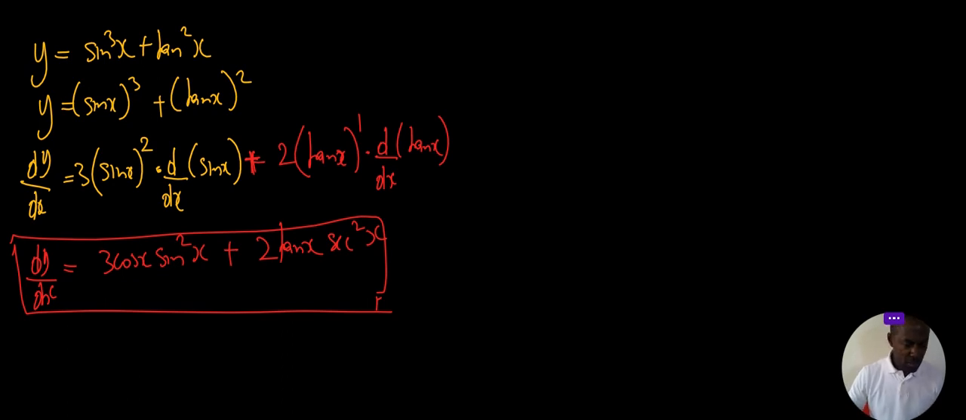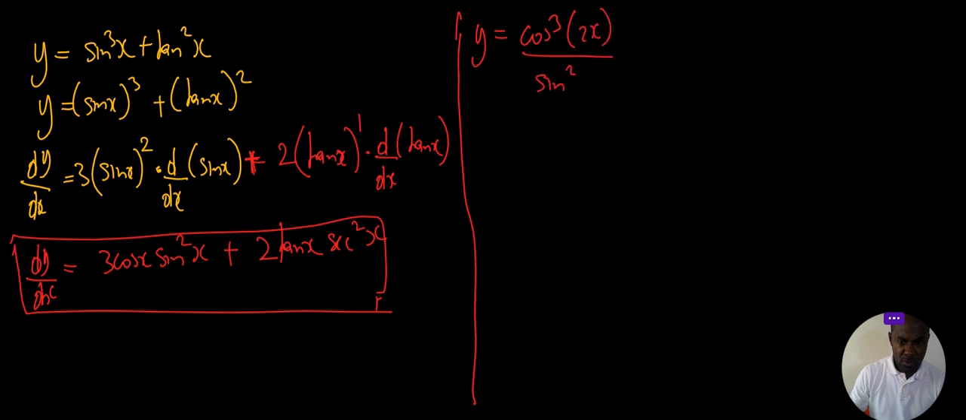Right, we'll try another one. Suppose we have, let's look at this one. This also comprises functions over functions, or composite trig functions. So we have y equals cos cube 2x divided by sine squared x.